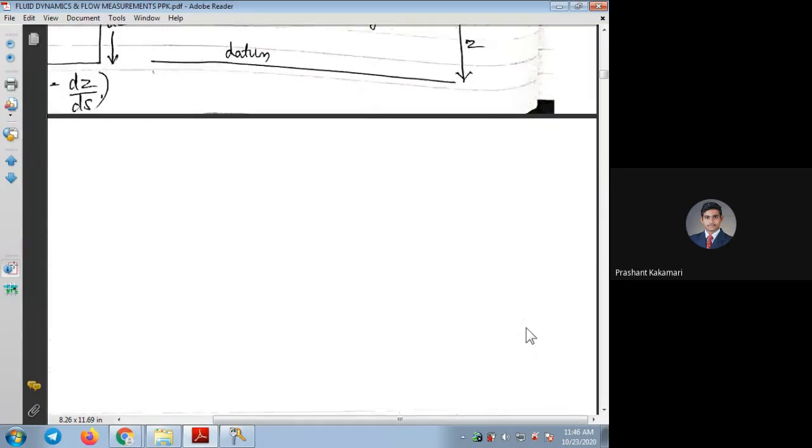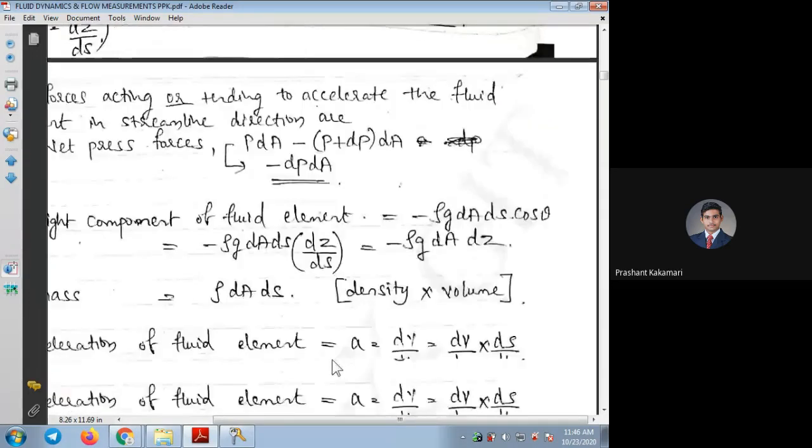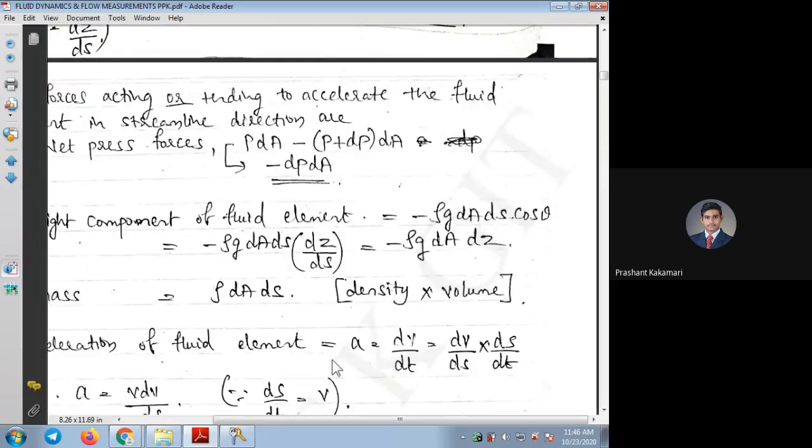Okay, that is weight. Mass is what? Mass is just dividing the above equation by g. Without the gravitational force, that becomes the mass. Mass is rho into v, so rho into dA ds. Here we are not focusing on the triangle because mass is generally taken not with direction. That's why the gravitational force is not considered in the mass.